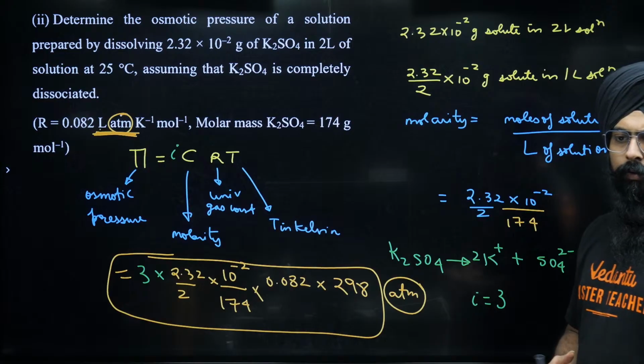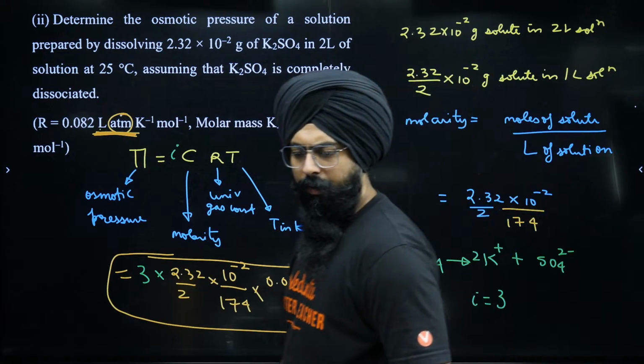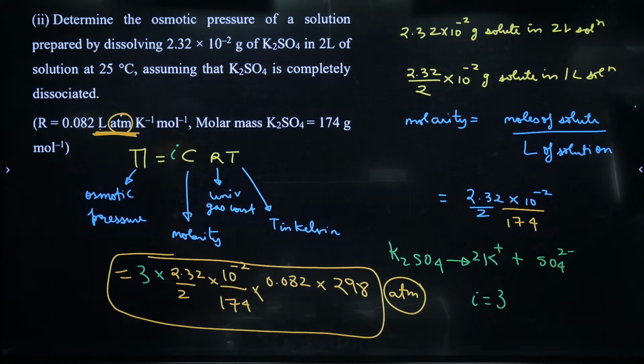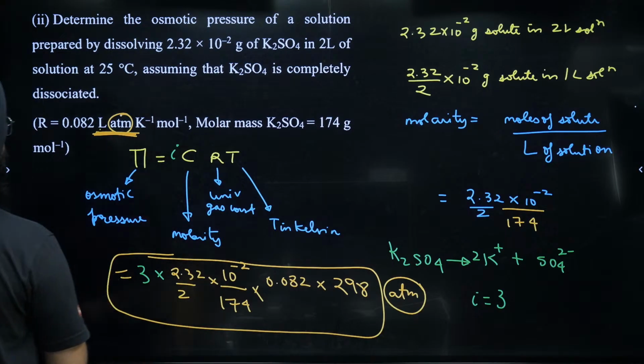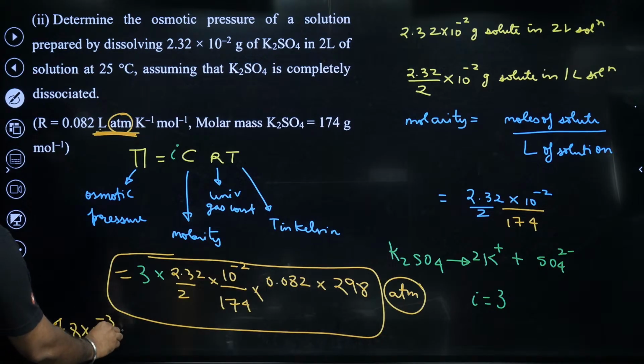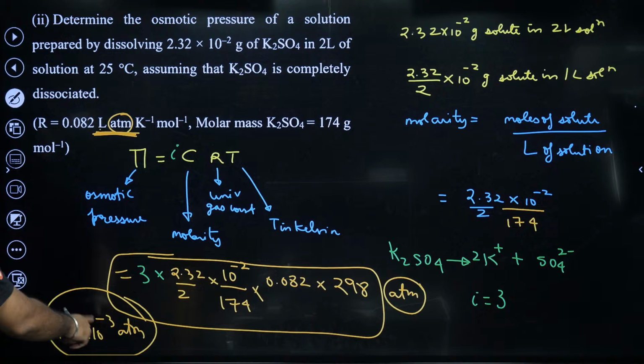Julio? Got the answer? It will be 4.8 into 10 to the power minus 3. Yeah, Kichu, very nice. Those of you who are getting this, very good job. Cool. So that's the osmotic pressure of this solution. Calculation, yeah, I know, it's a little tricky. The calculation is a little elaborate. I understand.